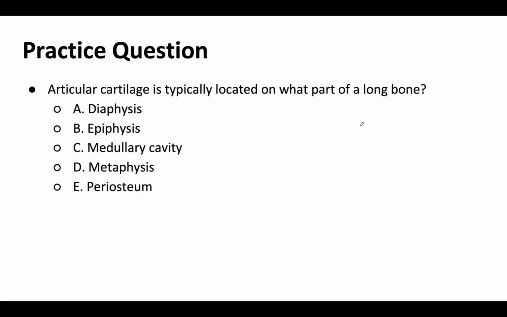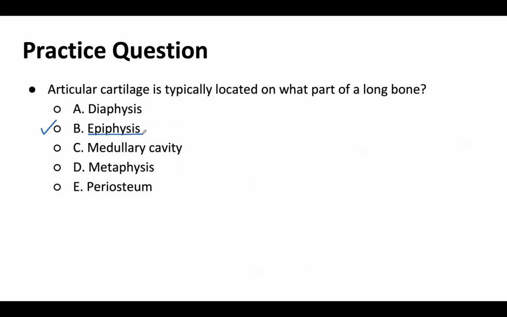All right, so hopefully we have gotten some of these terms down because we will be using them quite a bit as we continue our discussion of the skeletal system. So let's do a quick knowledge check with a practice question. Articular cartilage is typically located on what part of a long bone? Take a moment, pause the video, and when you're ready, I hope that you have landed on the correct answer being B, or the epiphysis.